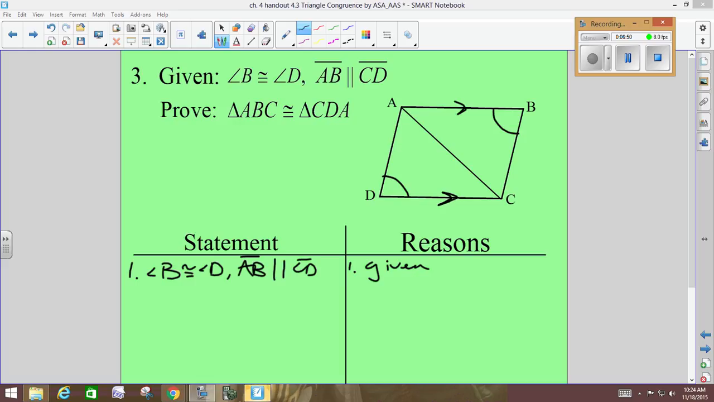Some of you are using little tick marks. No. Tick marks means congruent. Little feathers or arrows mean parallel. Okay? So that's just what we're given. But what else do we know? Anything? AC would be congruent to AC itself. See, tick marks mean congruent. You can just use 1, 2 there, it didn't matter.